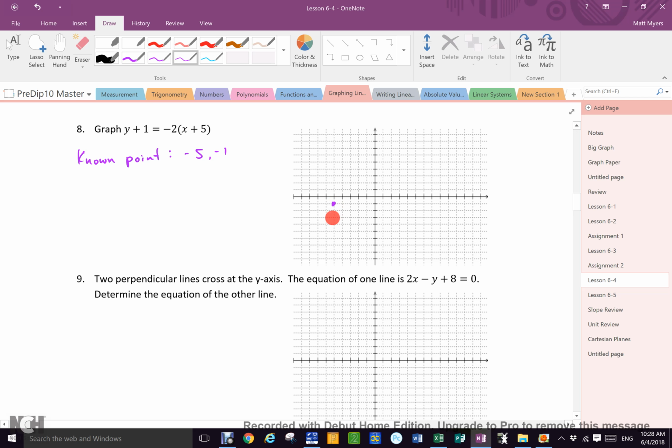Drop 2 and right 1, or left 1. Could I have dropped 4 and gone right 2? Could I have dropped 8 and gone right 4? Could I have dropped 76 and gone right 38? Maybe. Most likely, yeah. Yes.